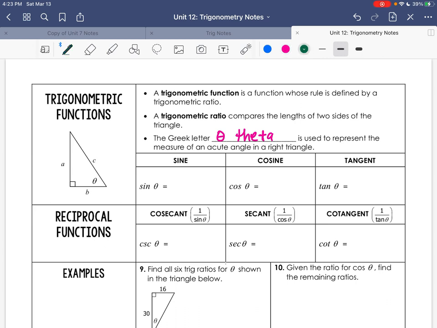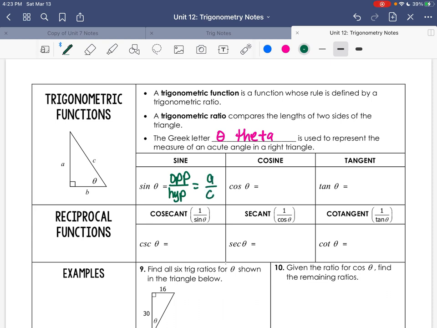All right, so for sine of theta, for the triangle that we have here, sine is always opposite over hypotenuse. And so for this problem, that would be A over C.